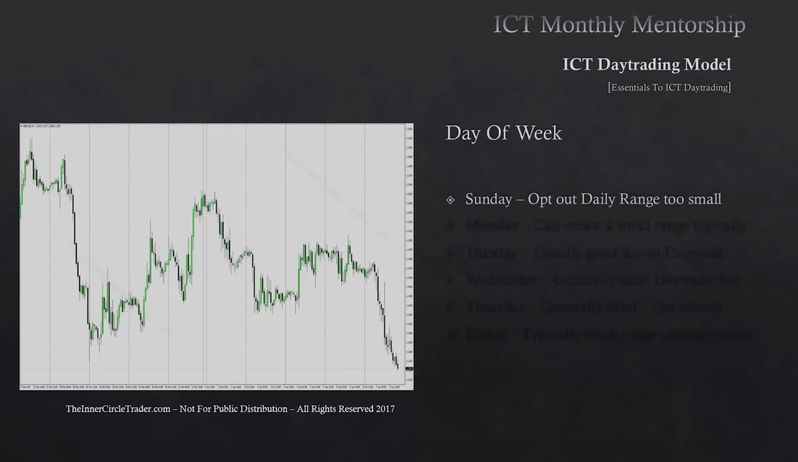Okay, day of week. I'm going to give you some characteristic specifics about each day. Sunday, generally we opt out because the daily range is simply too small. It's only a couple of hours.